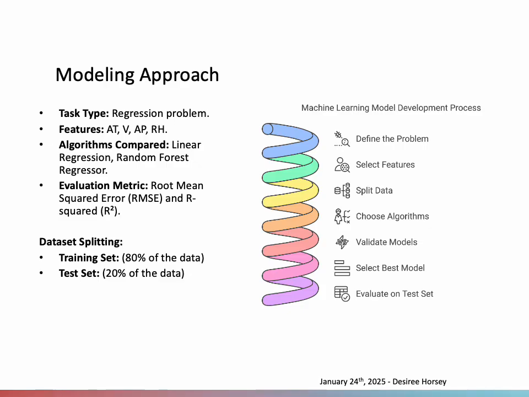So let me walk you through the steps I followed to build the model. So the steps I took for the machine learning model development process is, one, to define the problem, which is to identify the type of machine learning task. And for this project, it's a regression task aimed at predicting power output based on environmental variables.